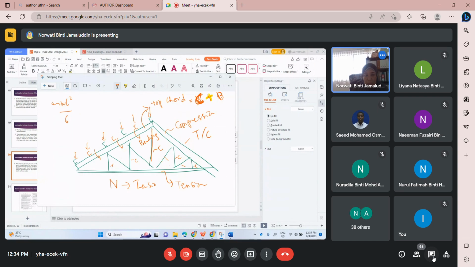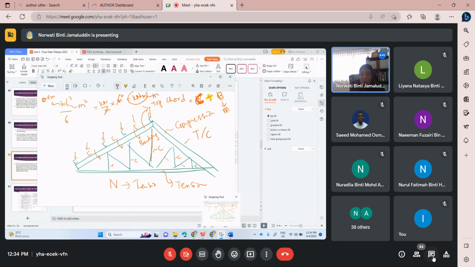W here is in kilonewton per meter length. L in meters, so power of 2. So kilonewton per meter times meter squared, you will have kilonewton meter. This is moment, right? The unit for moment. Okay, that is how you calculate, you consider this bending.